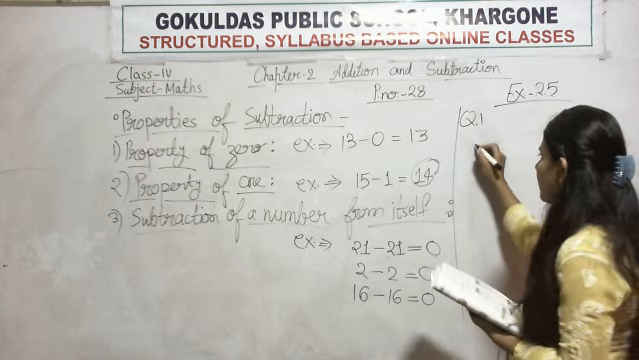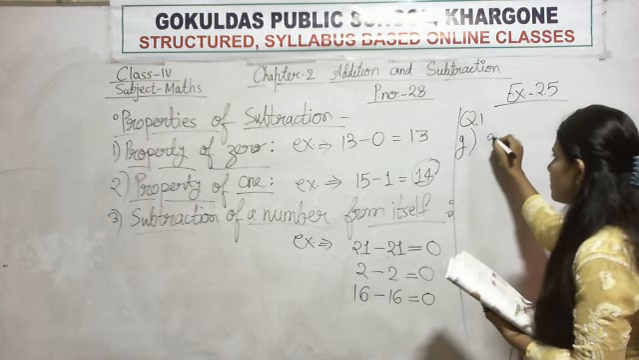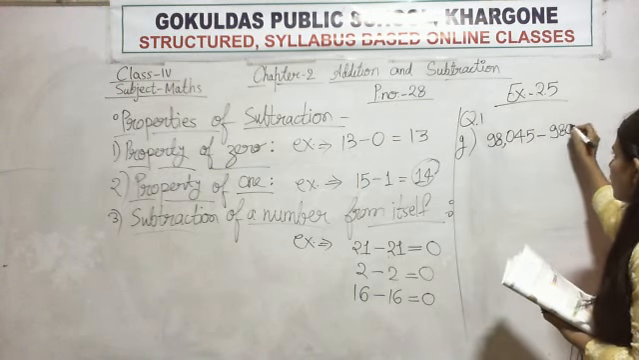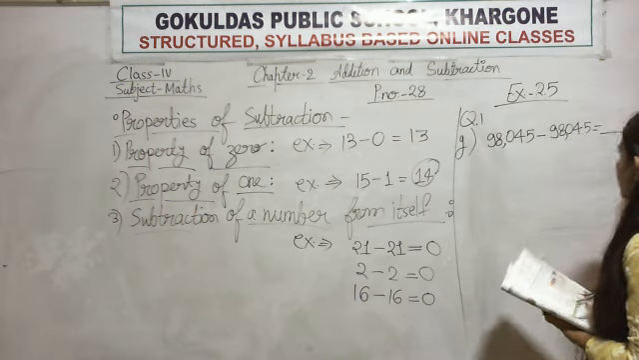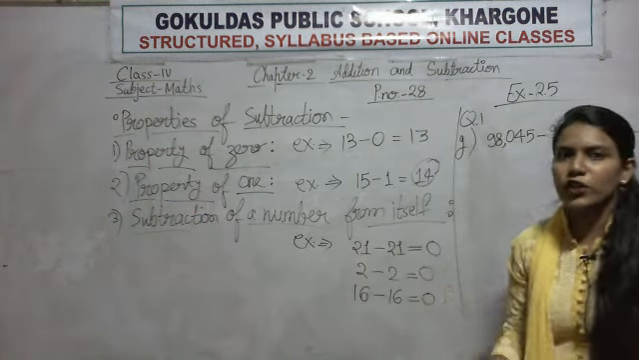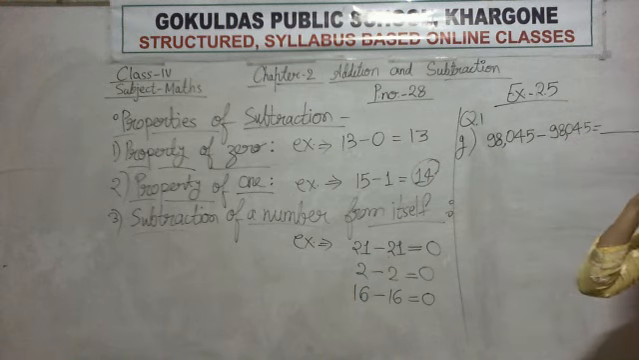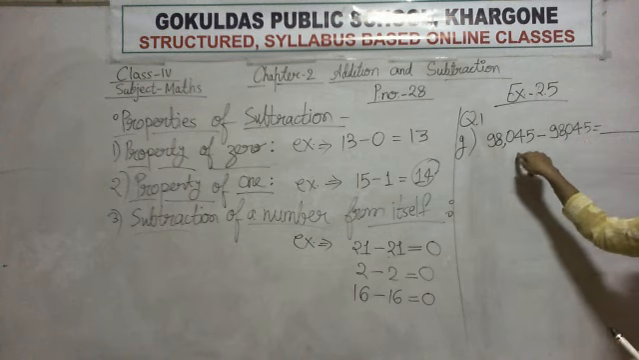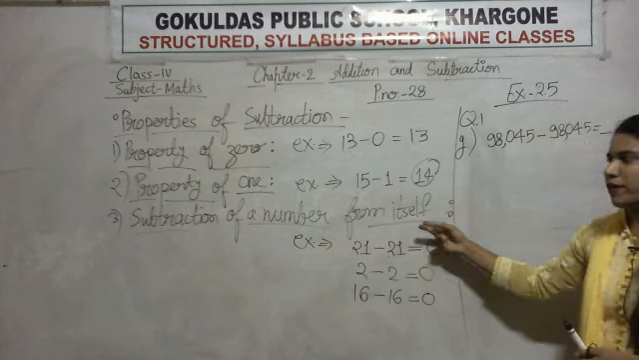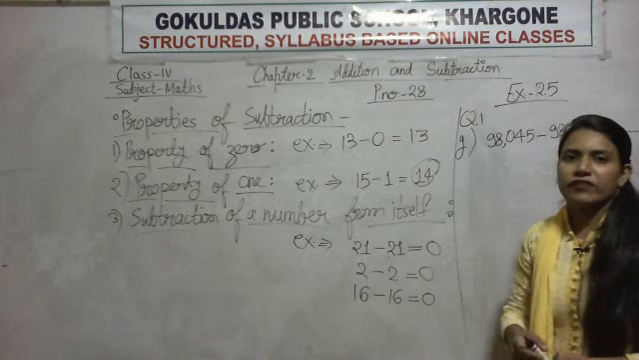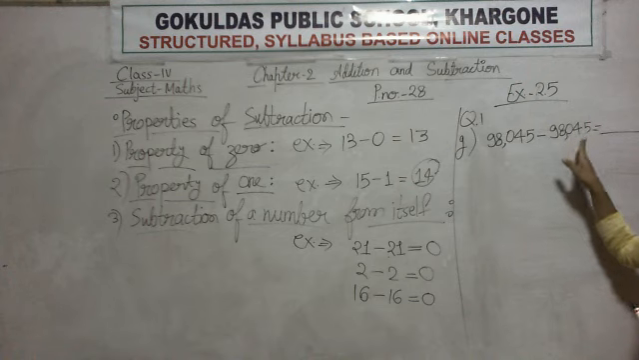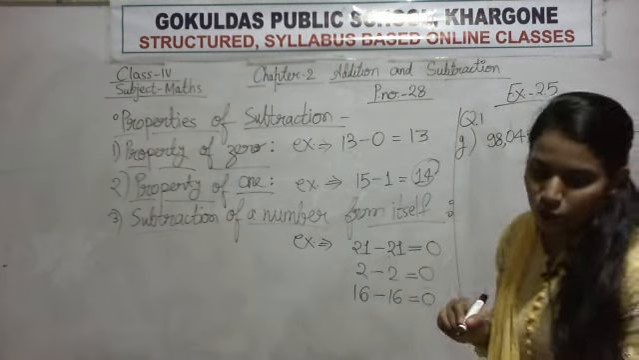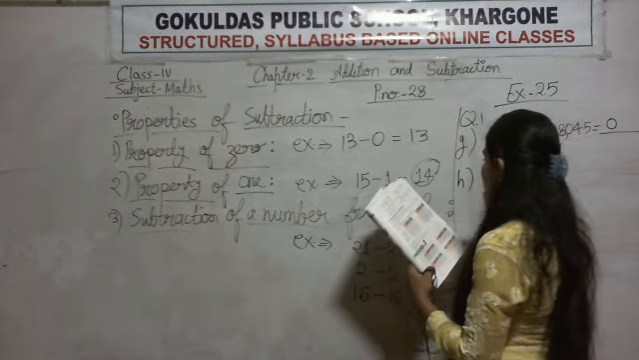Now part G. Your given number is 98,045 minus 98,045. Now tell me what will be the answer. Observe the number. You are subtracting 98,045 from 98,045. Which property is it? That is the third property, which says if you subtract a number from itself, you get 0. You get 0.